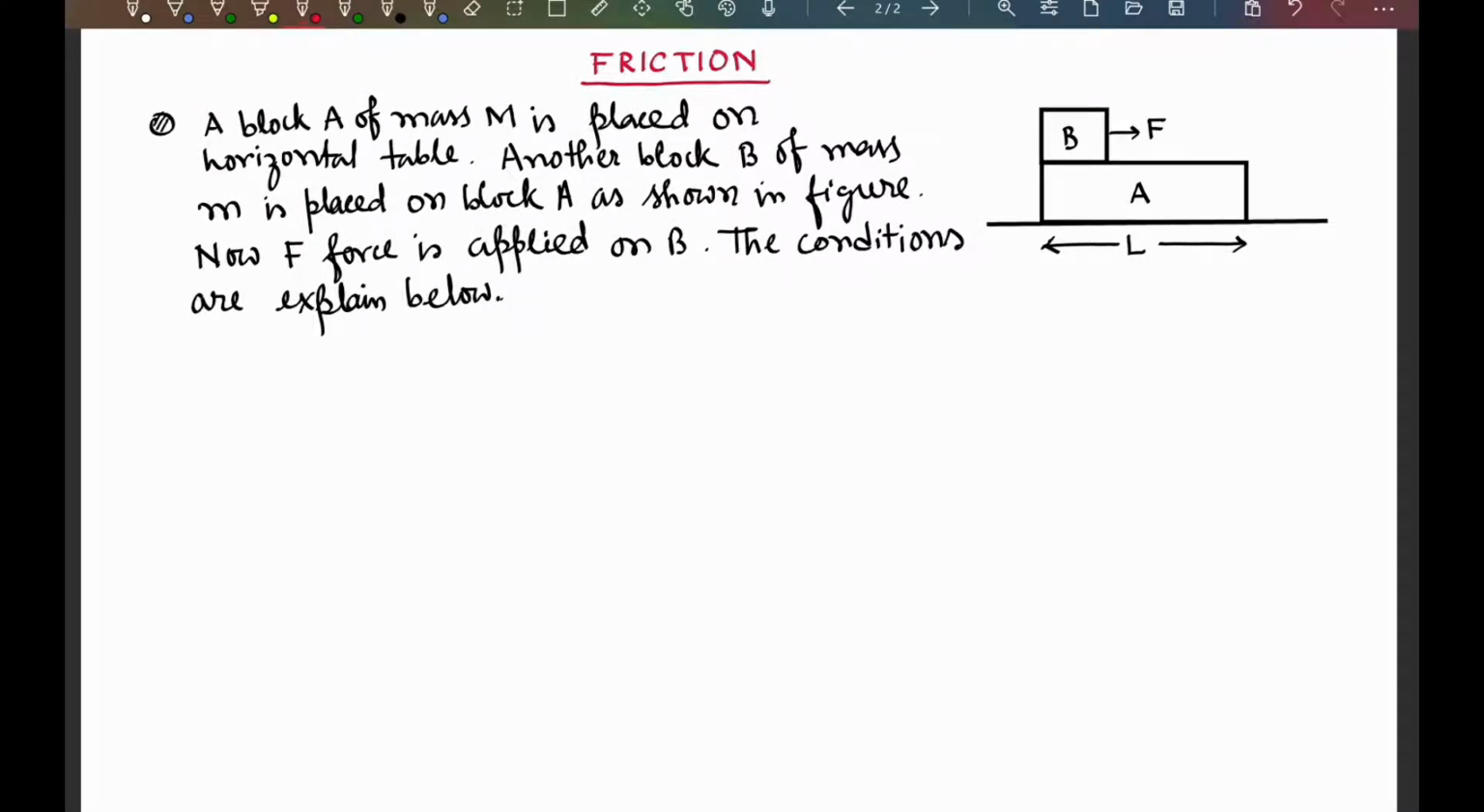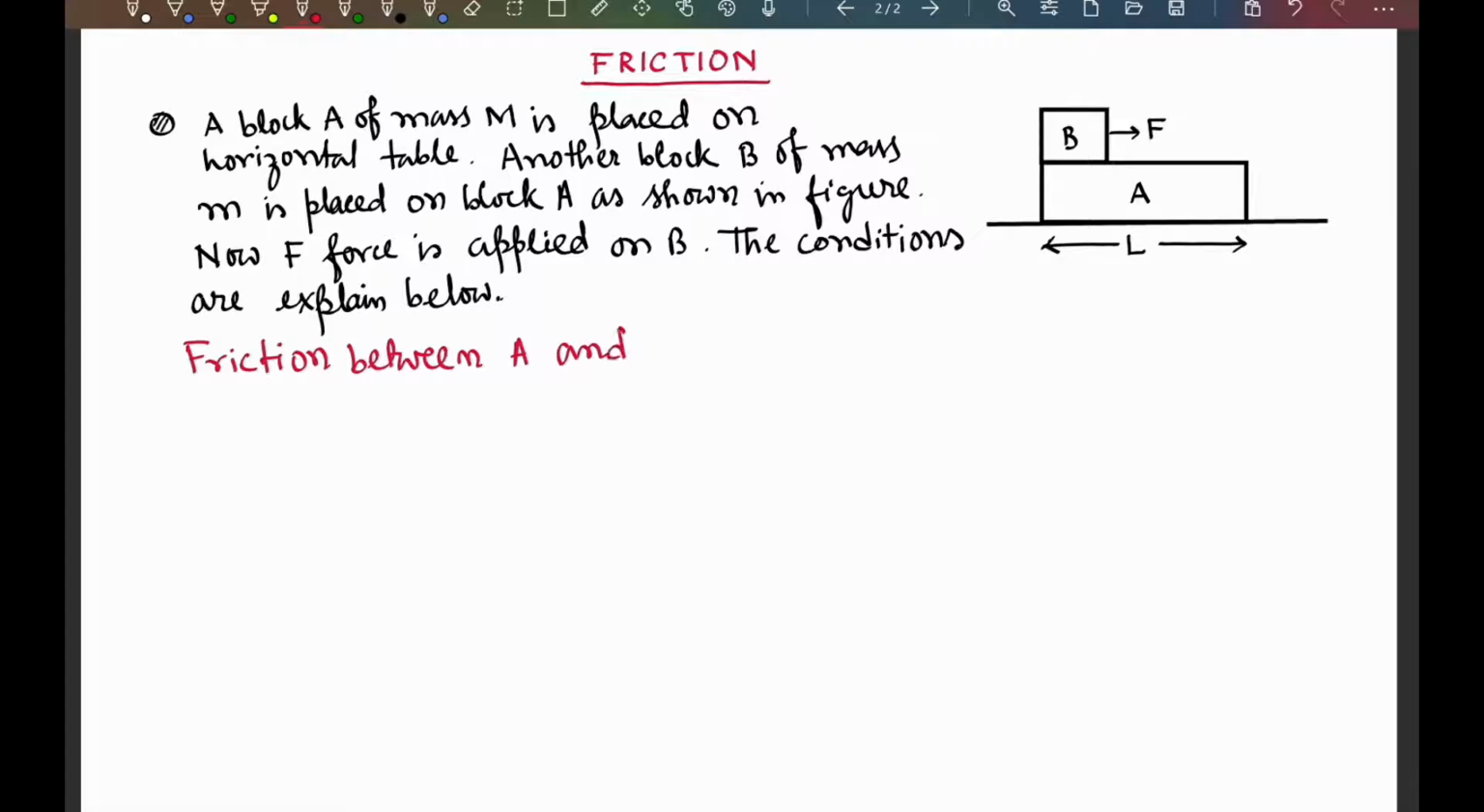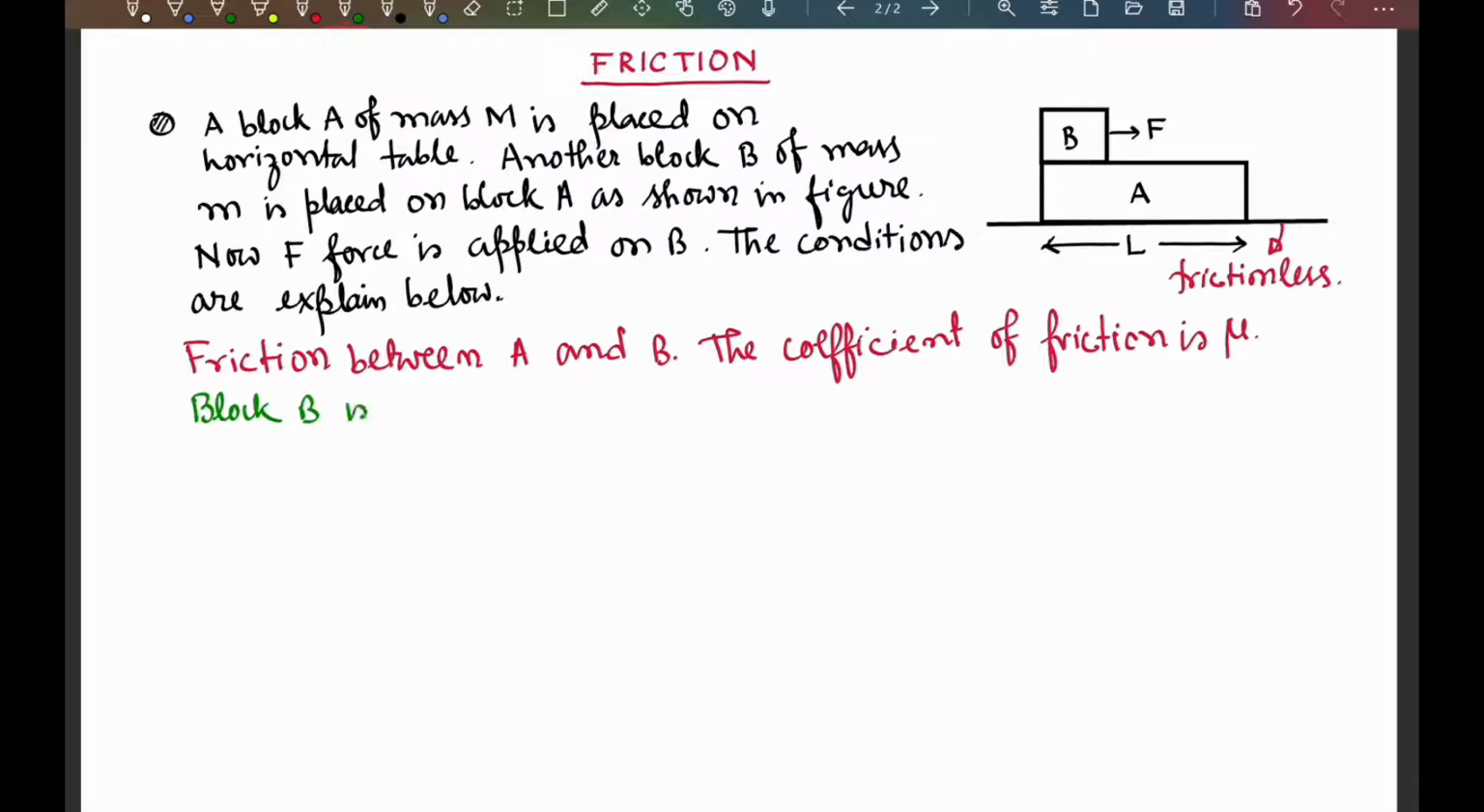In the second case, there is friction between A and B. The coefficient of friction is mu. The table on which block A is placed is a frictionless surface. This surface is frictionless. And we are taking another condition, that block B is not sliding over A.